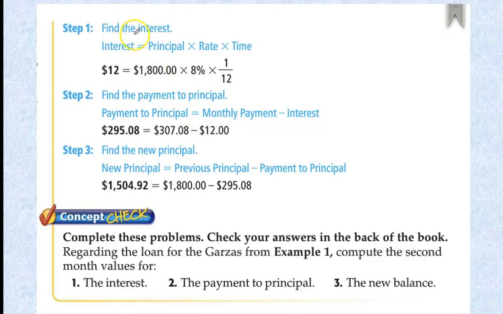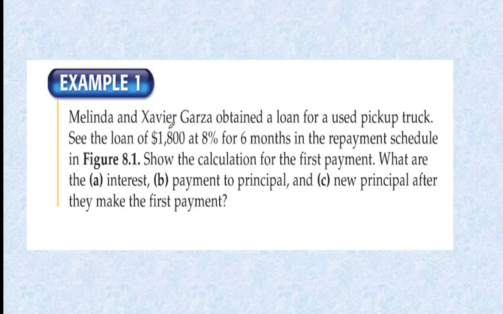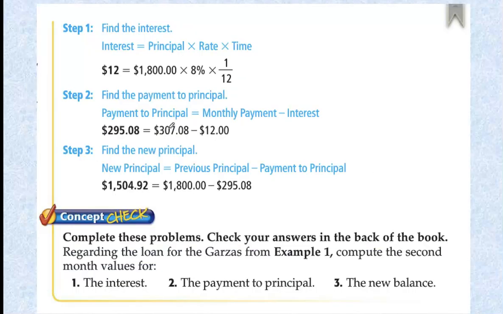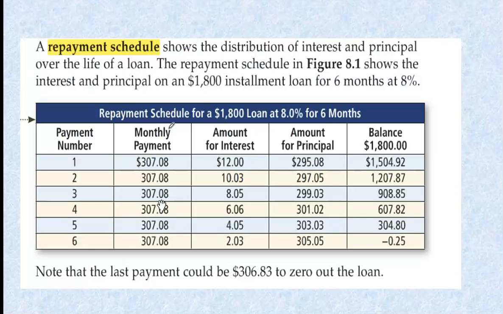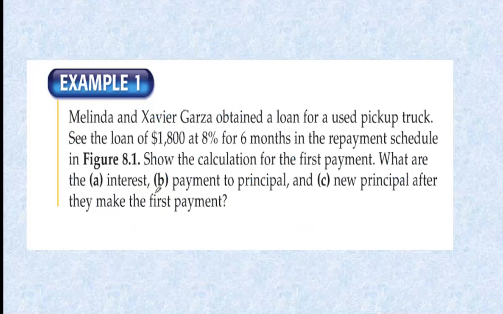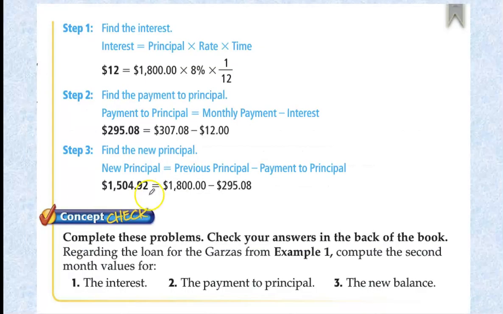So for step 1, to find the interest, you're doing the principal times rate times time. Now remember, this is 1 divided by 12, and you actually get $12. Then to find the payment to principal, you're taking that $307.08, which is their monthly payment, subtract the interest. That means they paid $295 towards the principal of the loan.